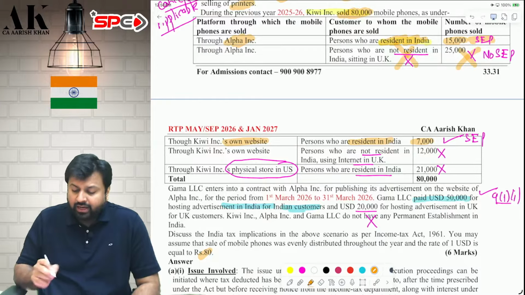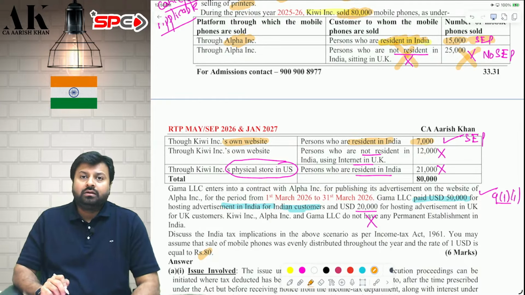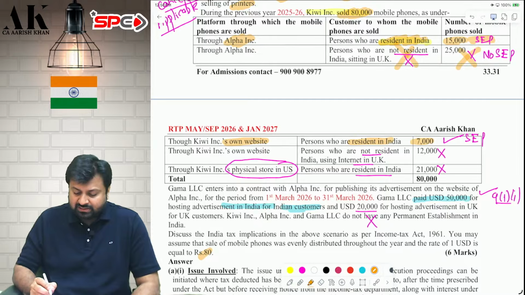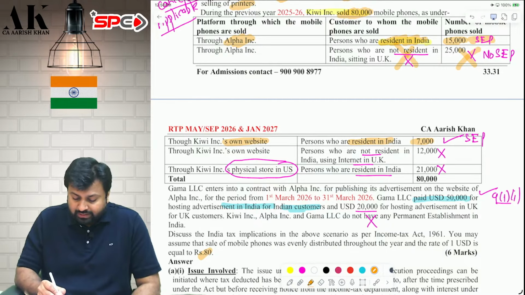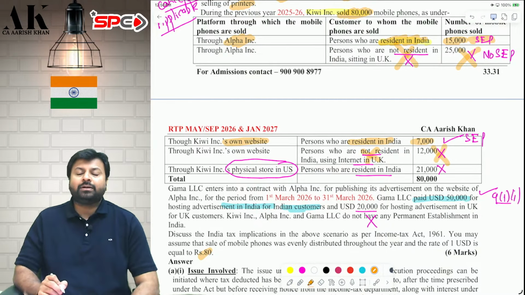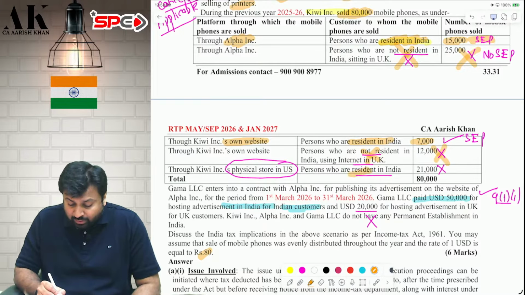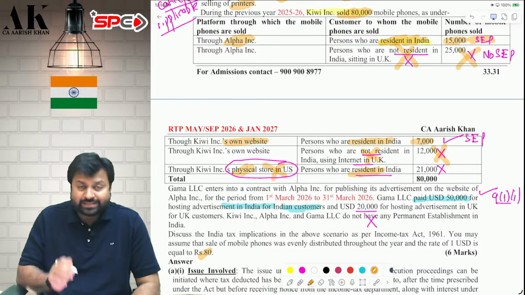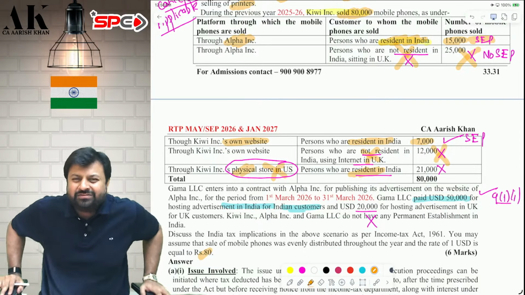Again, 7,000 into $2,000 into 80 rupees. It is crossing 2 crore. Fourth one, again you are not selling to residents, therefore not taxable. Fifth one, you are selling to residents, but through a physical store in the US. This will not be subject to tax. This is very common sense here.